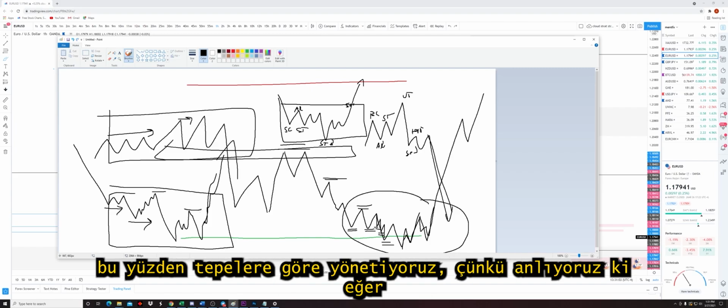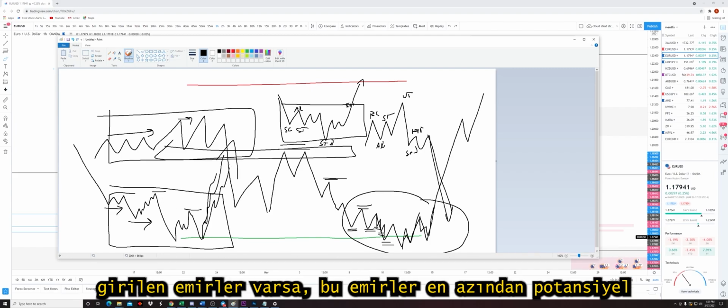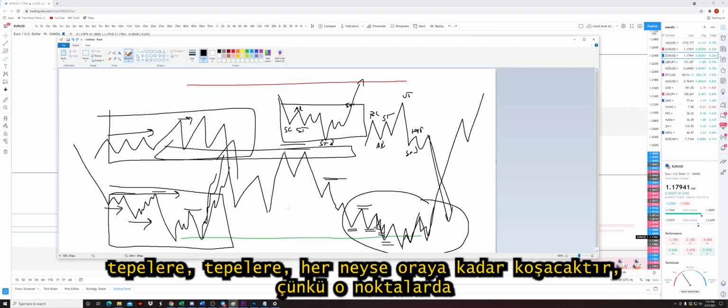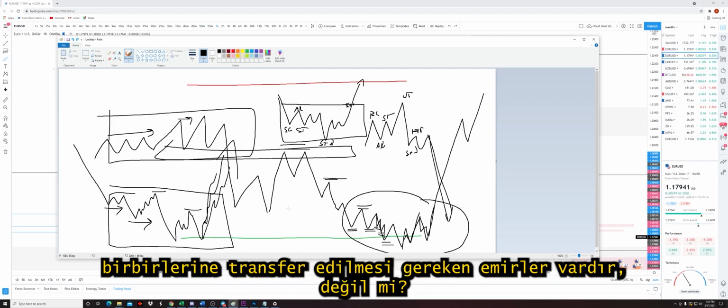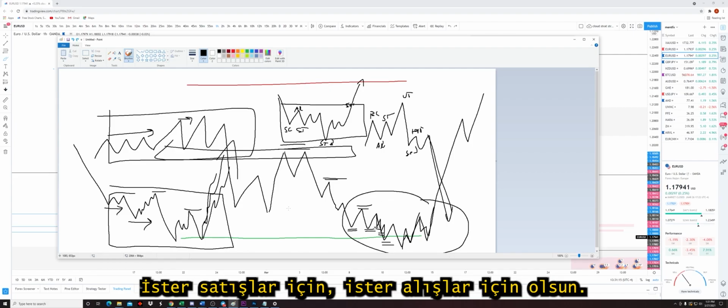Because we understand that if there are orders that are being put in, those orders will at least run to potential equal highs, whatever it may be, because at those points, there are orders that need to be transferred against each other, right? Whether it's for sells or whether it's for buys.